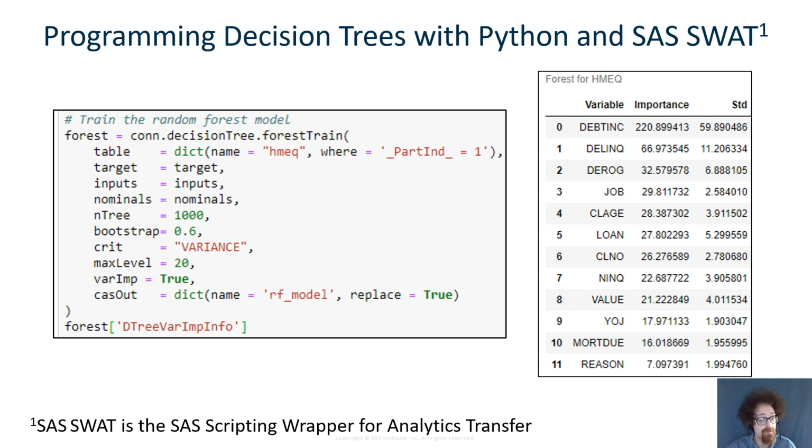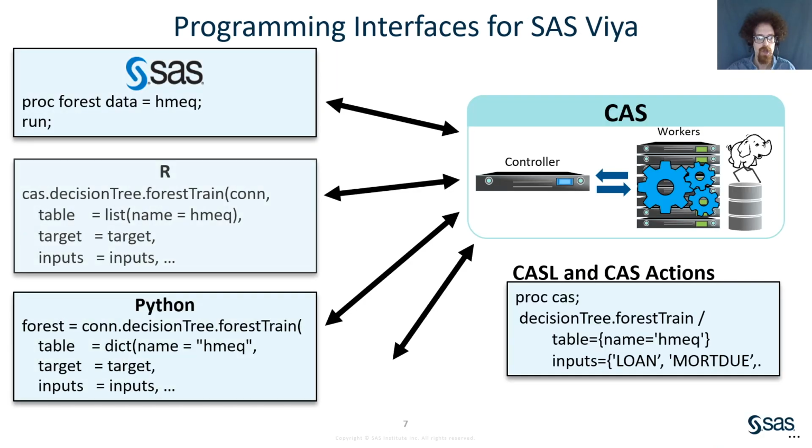Here's a snippet of code from a Python program I'll demonstrate. SAS provides a downloadable set of Python methods for CAS that you can use as part of your Python code to connect to SAS Viya, submit processes that execute in Viya, and view and download results for further processing within your Python client application. This uses a Python package called SAS SWAT, the SAS scripting wrapper for analytics transfer. We'll talk about that in more detail in the demonstration. Programming interfaces for SAS Viya include SAS procedures and the data step code, Python, R, Lua, Java, and a REST interface that uses an HTTP protocol.